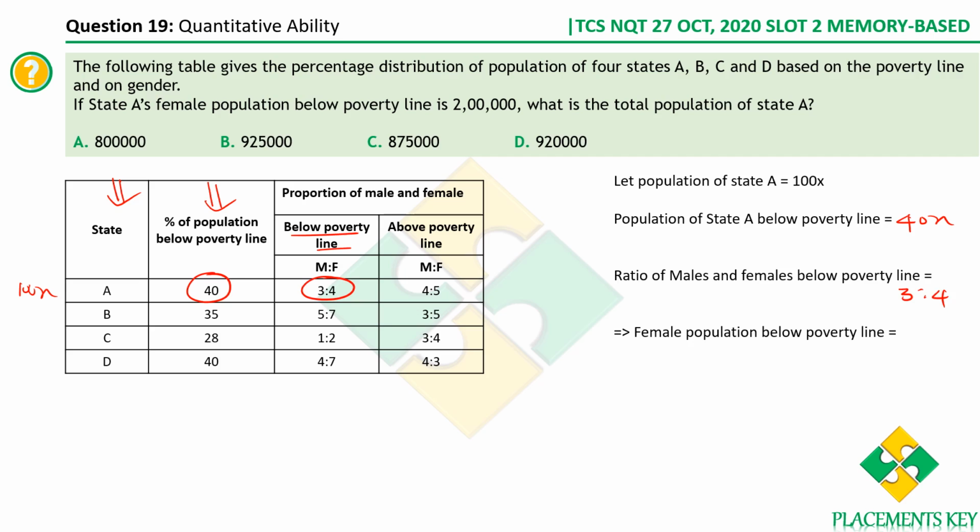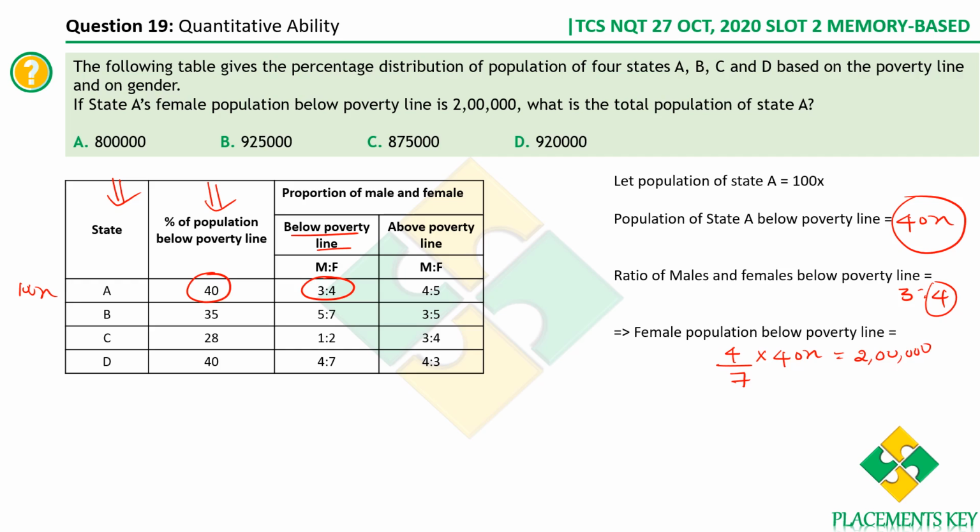Therefore, what is the female population below the poverty line? We know the ratio is 3 is to 4, so females are 4 parts out of a total of 4 plus 3, that is 7 parts, of the population below the poverty line 40x. So 4/7 of 40x. This value is given as 2 lakh.